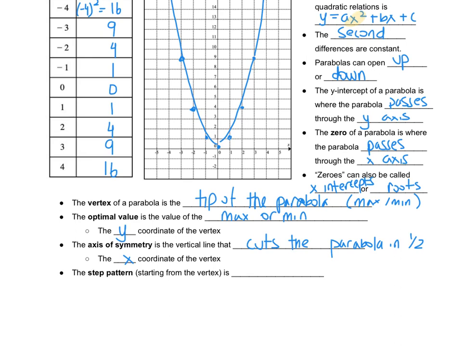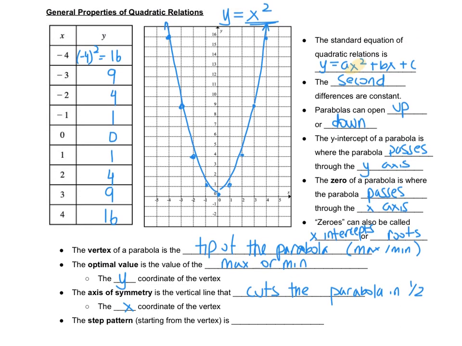So I'm just going to go to our parabola here, and my vertex is right here at 0, 0. And that's actually also our x-intercept and our y-intercept. Now, the minimum is that 0 value, and this is my axis of symmetry. And the equation of my axis of symmetry is x equals 0, because it passes through 0 on the x-axis.